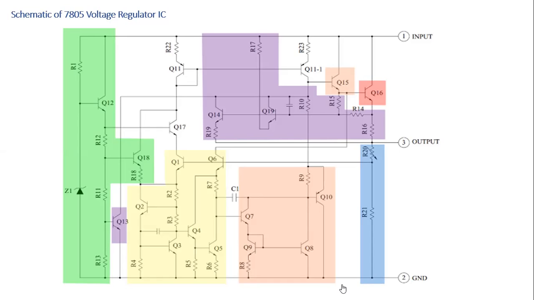So for the manufacturer of these ICs, within this IC, you are having I think 19 transistors here. Okay, you are having 19 transistors here. So this Q means transistors.